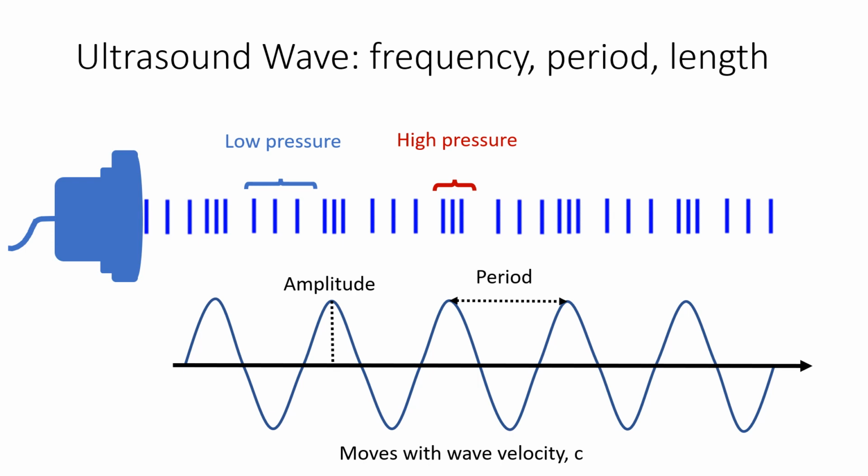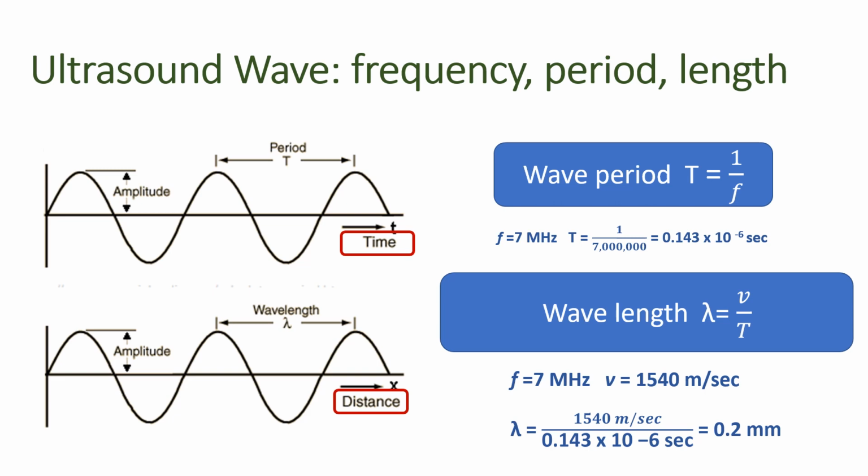The ultrasound is a mechanical wave consisting of high and low pressure areas propagating through the tissues with certain velocity. The amplitude of this wave reflects the highest pressure point, and the period is the time between emission of highest pressure. The frequency of the ultrasound is the number of periods per second, and it is controlled by the ultrasound system.